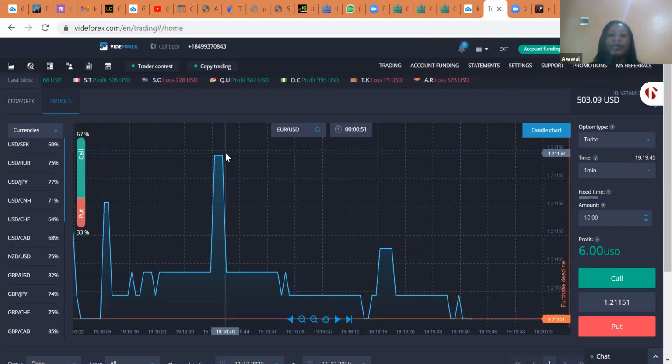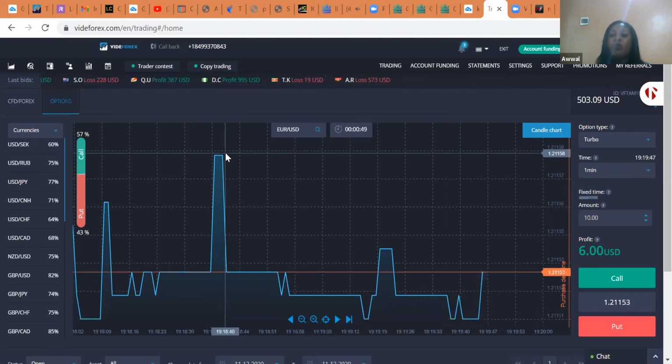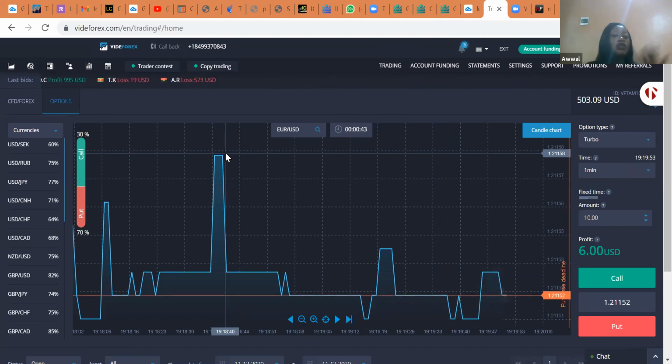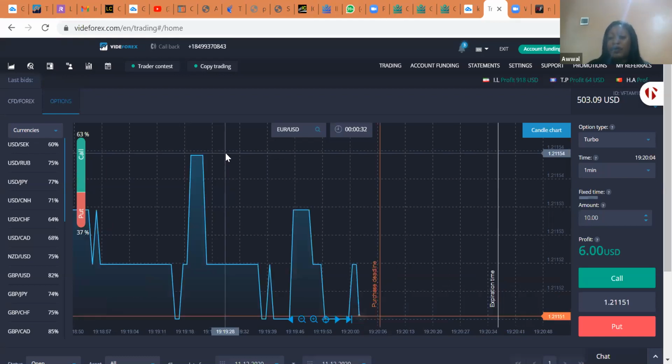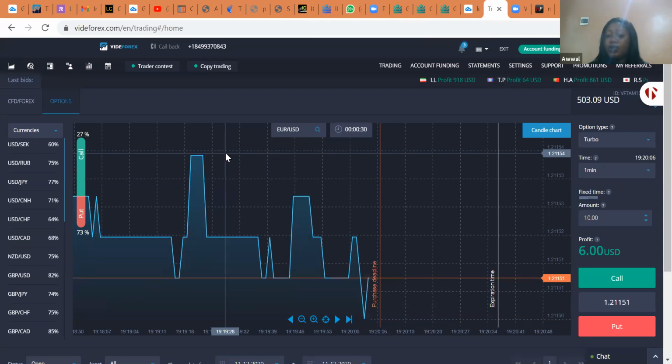This type of trading, I recommend it for people who are really busy. They have other things to do. Probably you're working, you have a busy schedule, but you also want to trade. Binary is good for you because all you need to do is dedicate maybe 30 minutes, 1 hour, or 2 hours of your time in a day to trade.